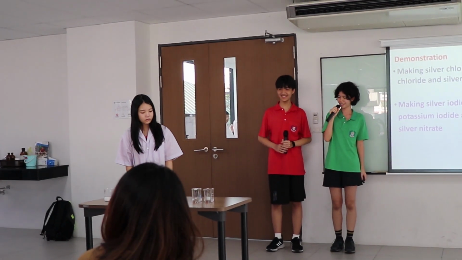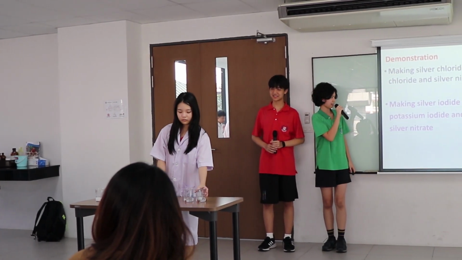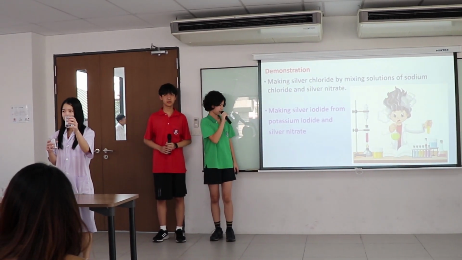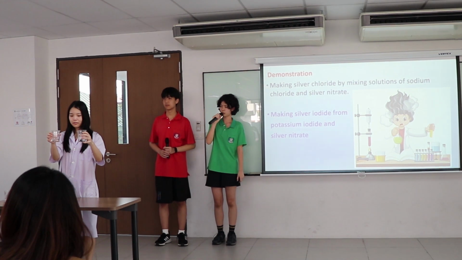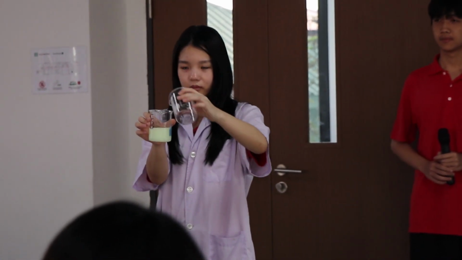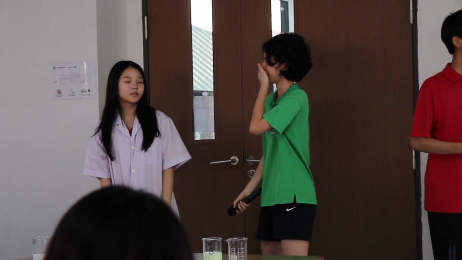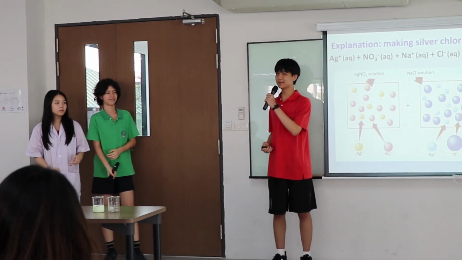For our second demonstration today, we will be making silver iodide from mixing potassium iodide and silver nitrate together. Once she mixes this, a yellow precipitate will form. So thank you very much, Ping.